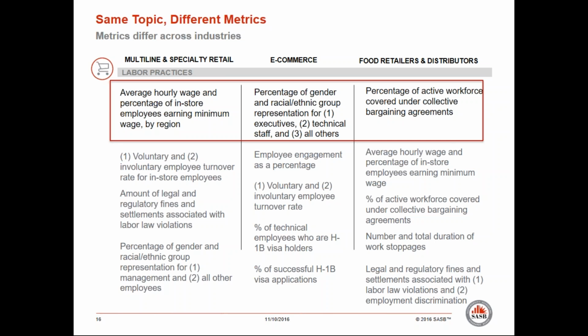SASB focuses on industry specificity to hone in on what really matters to that industry so that companies can be assessed on what is important to their business specifically. So we see in multi-line here to the left that metrics focus more on wages and labor law violations and hourly wage and risk around minimum wage regulations. In the middle column we have e-commerce, and that is a lot more focused on recruiting and retaining technical talent, so that is reflected in the metrics as well. On the right-hand column, we have food retailers, and in this industry, there is an element of collective bargaining and unionization that we don't see in the other industries.